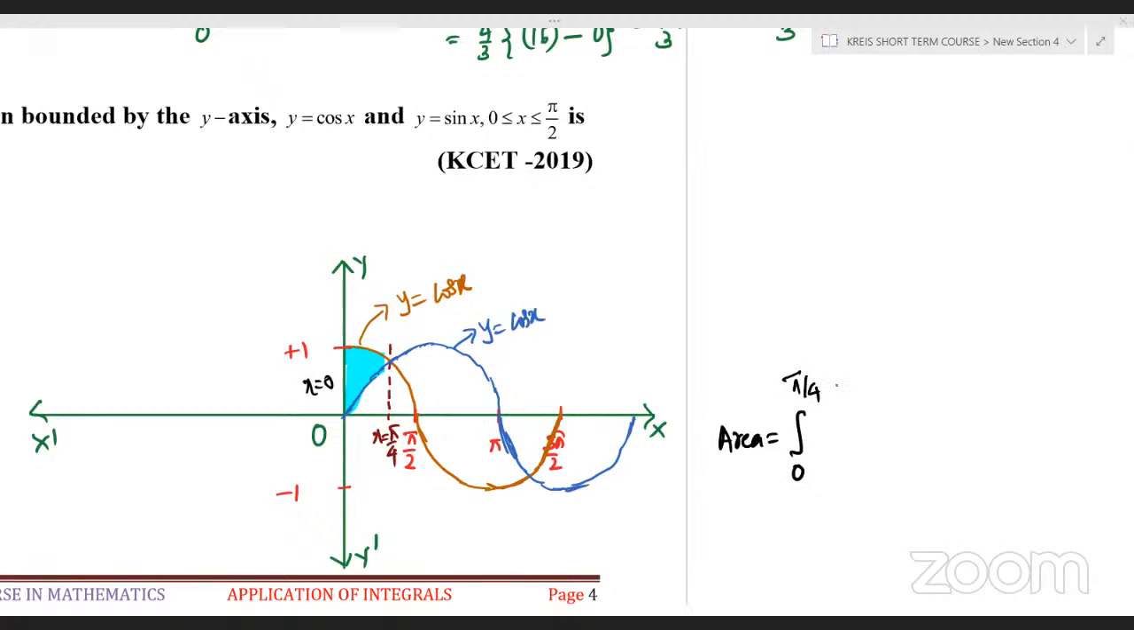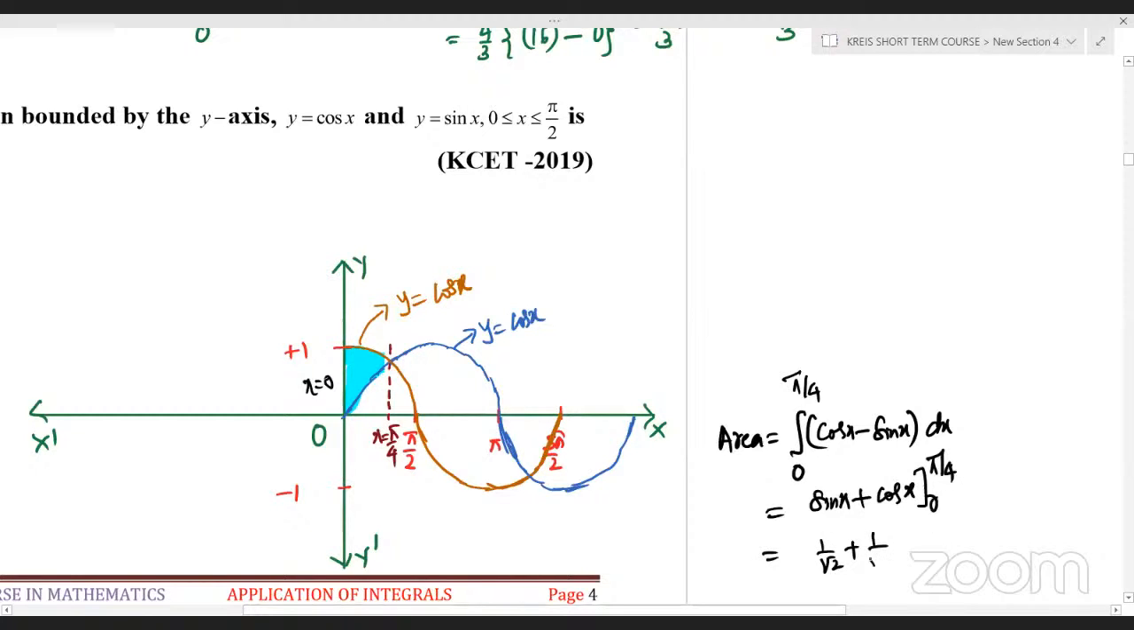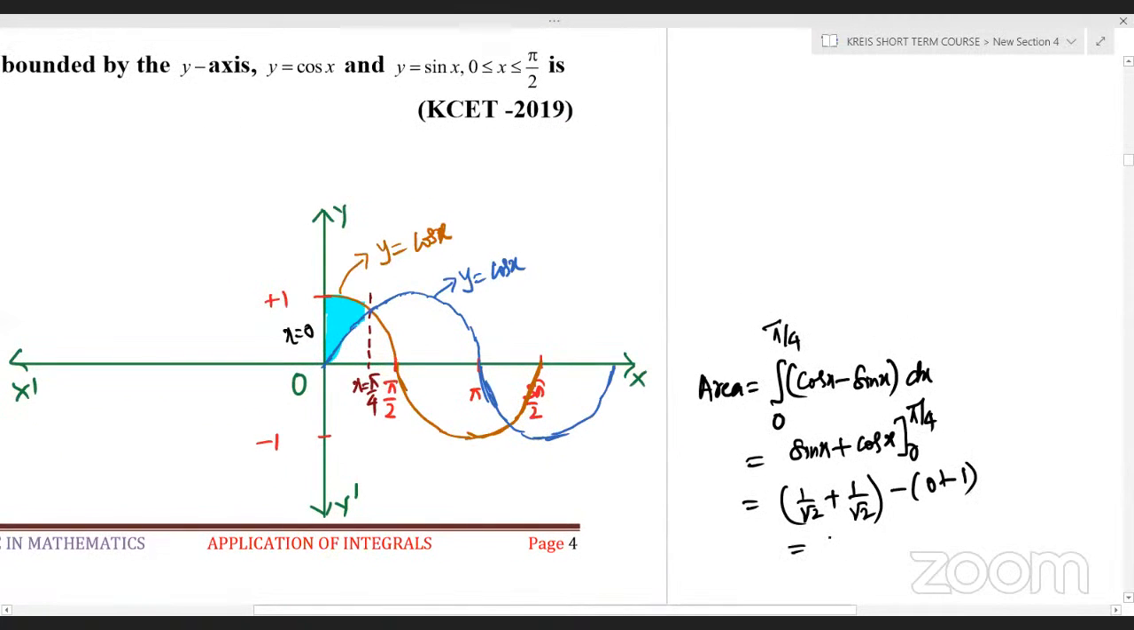The upper curve is cos x, minus the lower curve sin x, integrated with respect to x. Clear? Cos x integration becomes sin x, minus sin x integration is minus cos x, evaluated between 0 and pi by 4. So sin pi by 4 is 1 by root 2, cos pi by 4 is 1 by root 2. Minus sin 0 is 0, cos 0 is 1. 1 by root 2 plus 1 by root 2 is 2 by root 2, plus 1, which is root 2 minus 1 you get.